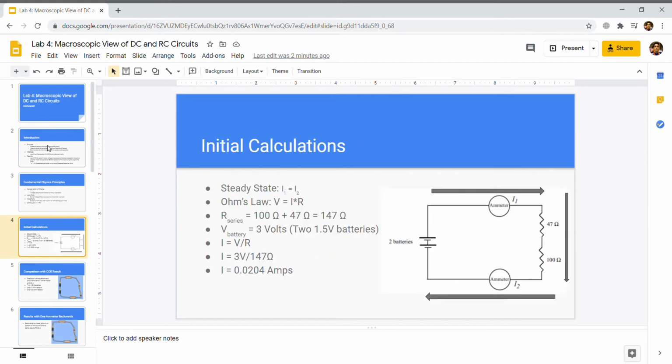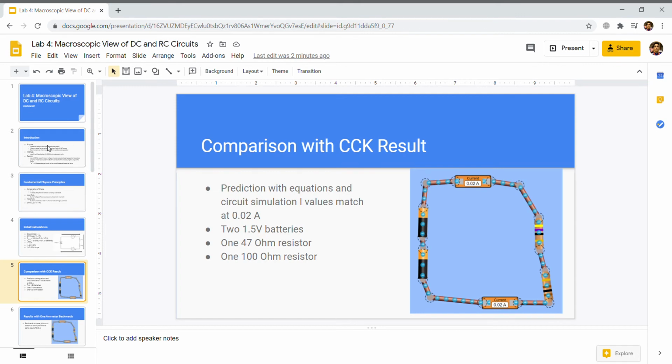For our initial calculations, the steady state, we said that the current at 1 will be equal to the current at 2. Using Ohm's law, we found the R for the series to be 147 ohms. The voltage of the battery was 3 volts, and from there we can figure out the current by taking the voltage of the battery divided by the total resistance of the series, and our current was found to be 0.0204 amps. Comparing this with our CCK result, the values are pretty close at 0.02 apiece.